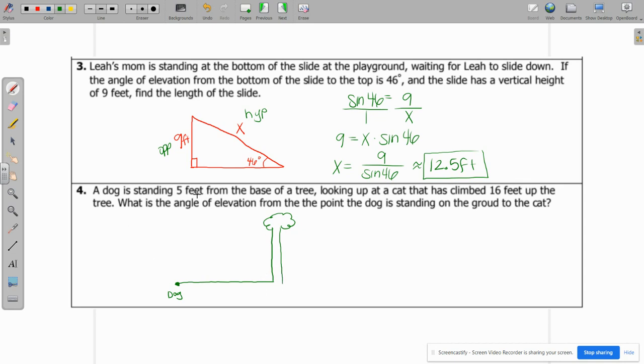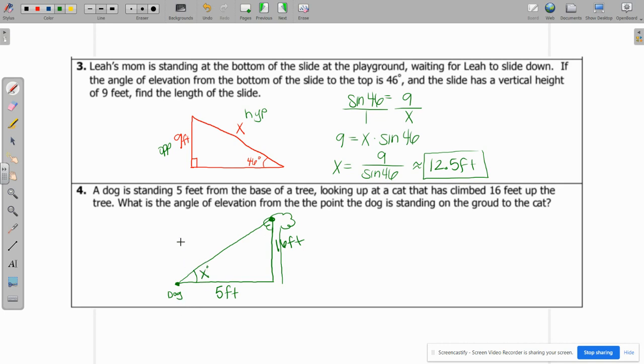But the dog is standing 5 feet from the base of the tree. So here's the dog, the base of the tree. That means this distance here is 5 feet. And the dog is looking up at a cat that has climbed 16 feet up in the tree. So if the cat is located right here, this distance is 16 feet. What is the angle of elevation from the point the dog is standing on the ground to the cat? So from the dog, the angle of elevation comes up from this horizontal. So if I were to draw in this triangle up from the horizontal here, this is the angle that they're looking for. This is the angle of elevation.